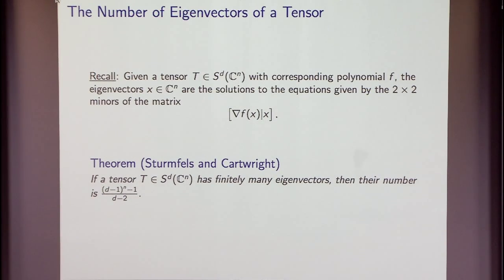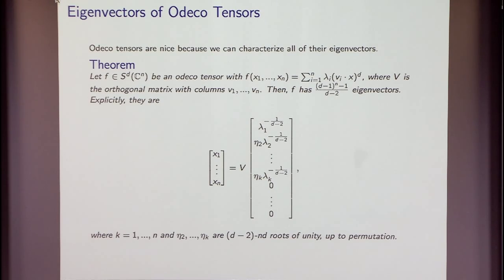So first I wanted to say that if we have a symmetric tensor, then there's a theorem by Cartwright and Sturmfels that if it has finitely many eigenvectors, then their number is exactly (d minus 1) to the n minus 1, divided by d minus 2. This is an integer. And recall that they're given by the vanishing 2 by 2 minors of this matrix. So if we're given that T is orthogonally decomposable, can we express all of the eigenvectors?